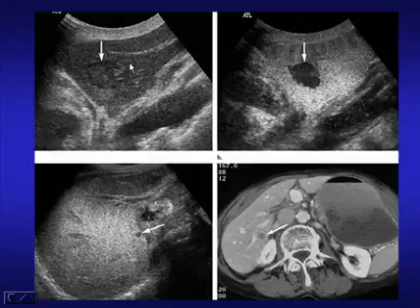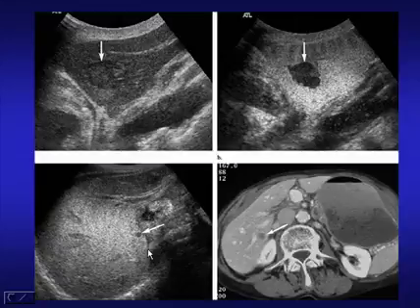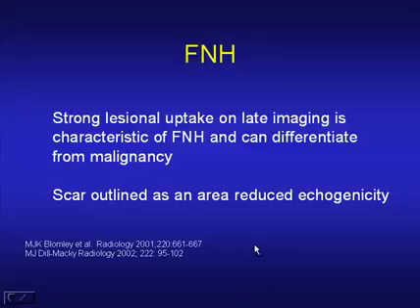Again, an obvious metastasis, very clearly seen. Here's a tiny metastasis seen on the periphery of the liver, which is less well defined at CT. Lesions such as focal nodular hyperplasia do show characteristic features, and typically they will show strong lesion uptake of contrast and late phase imaging, which we don't see in the typical malignant lesions.